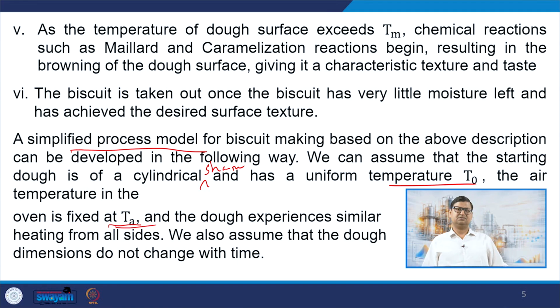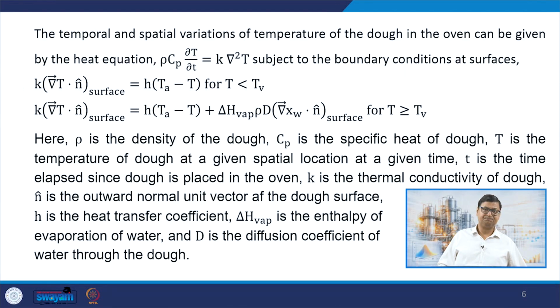And as I said in the very beginning, the whole reason why we need a microwave or an oven is to provide uniform heating from all sides. So, we assume that the duff experiences similar heating from all the sides. And we also assume that the duff dimensions do not change with time. If you want to be very accurate, you can imagine that the duff may shrink because of heating or may expand depending on the material inside the duff, but we are ignoring those effects because they are assumed to be small on the biscuit behavior.